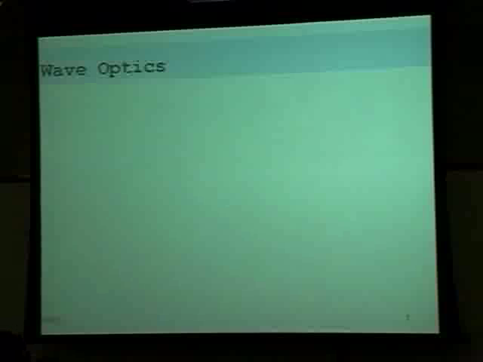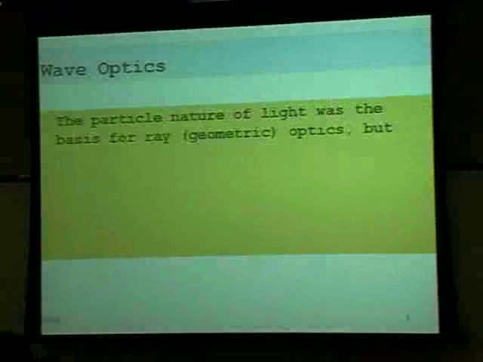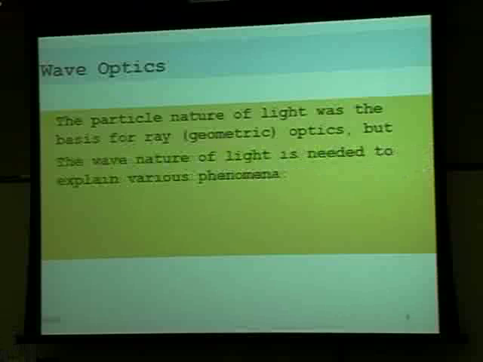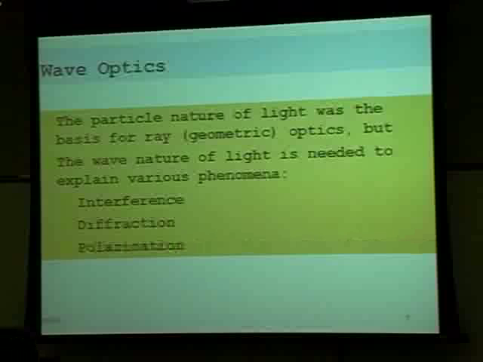Wave optics, chapter 37. The particle nature of light was the basis for ray or geometric optics, which is what we just looked at in chapter 36. But the wave nature of light is needed to explain various phenomena that we observe with light. That is interference, diffraction, and polarization. These 3 things we're going to talk about in the next 2 chapters.